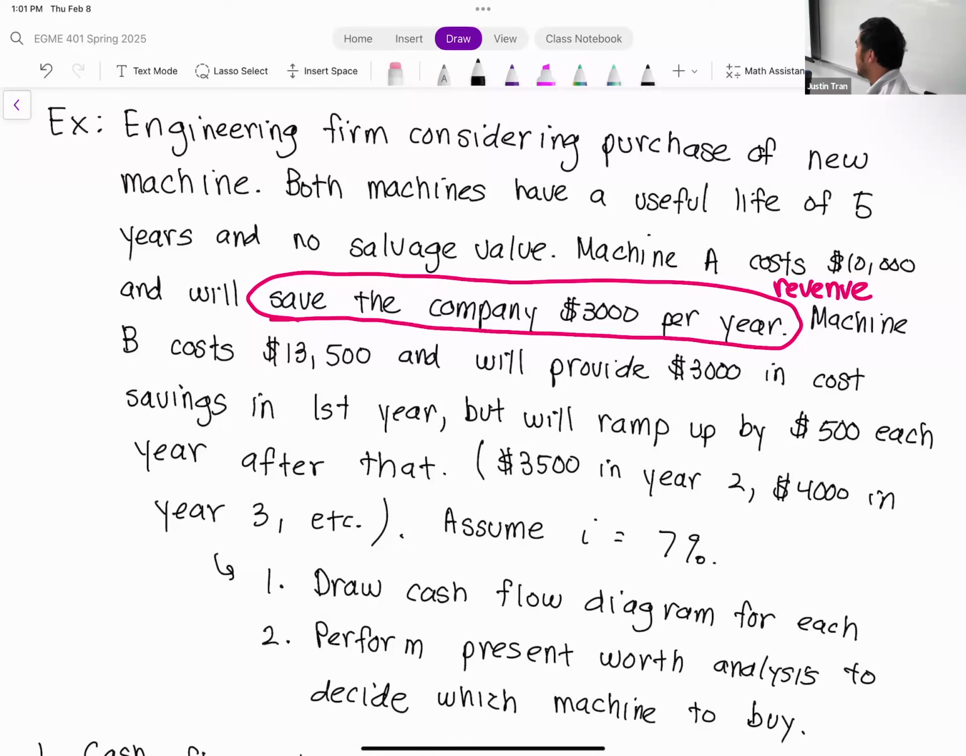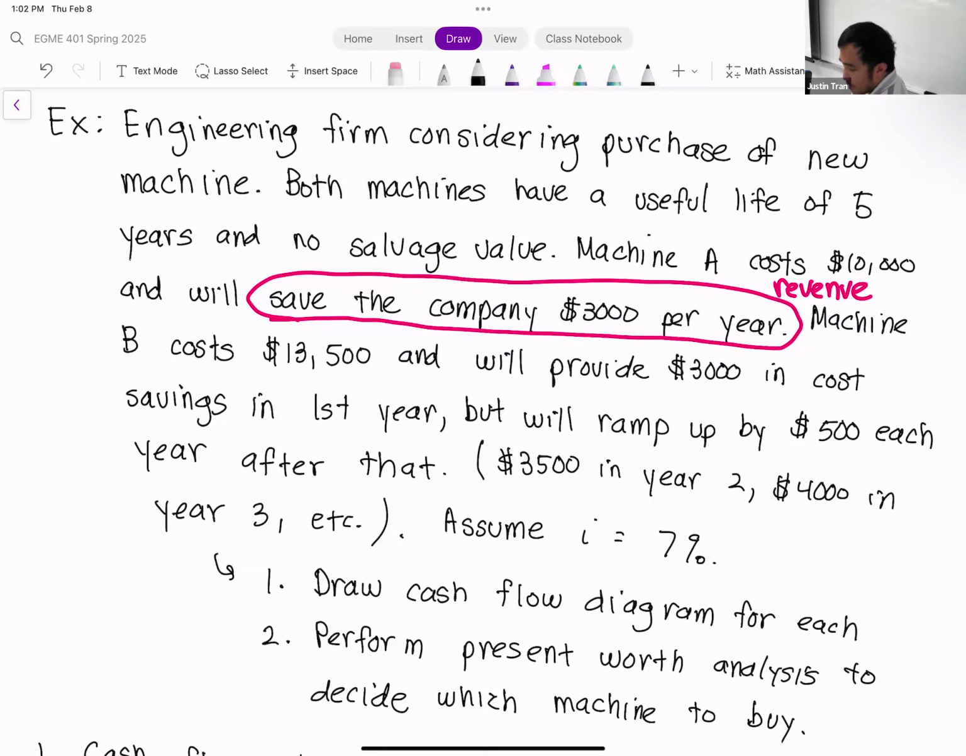And so this happens all the time. And so the idea here is to use what we've learned in terms of equivalent cash flows, cash flow conversions, to do this analysis in a systematic way. Okay. And so this is the example that I gave you guys.